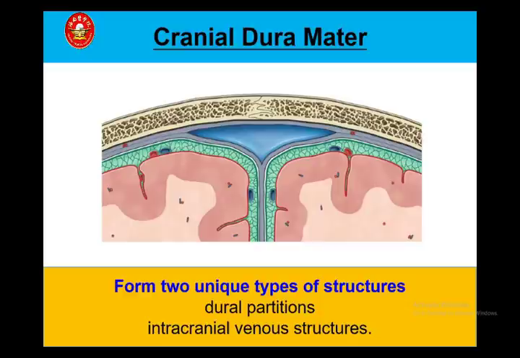Cranial dura mater is a thick, tough outer covering of the brain. It consists of an outer periosteal layer, which is closely attached to the bone, and an inner meningeal layer. The outer periosteal layer is firmly attached to the skull, is actually the periosteum of the cranial cavity, and contains the meningeal arteries, as we can see here.